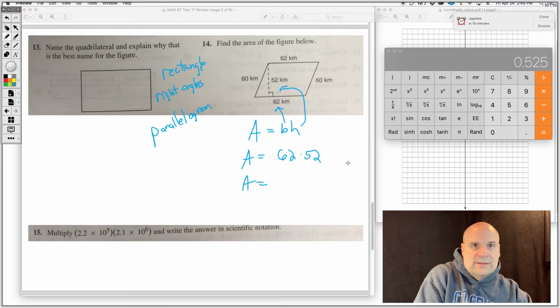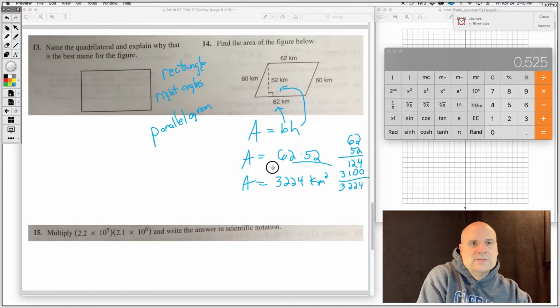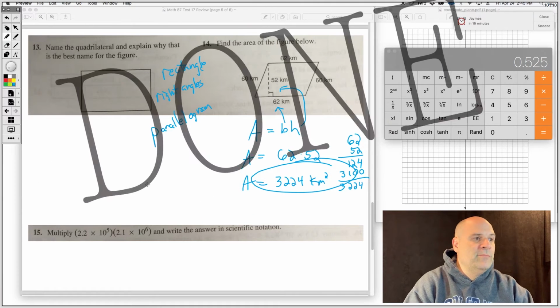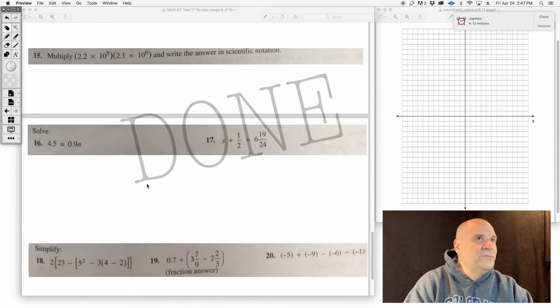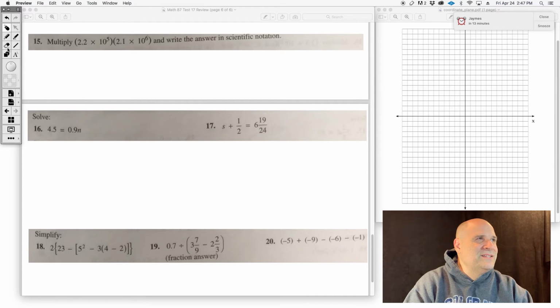Well, let's figure it out. 62 times 52. It's 4, 12, make a space, 10, 31. So 3,224. Area is square, so square kilometers. That's a big parallelogram.